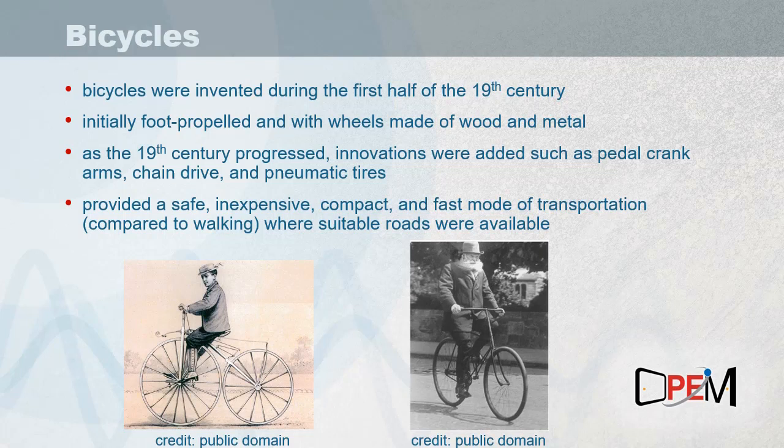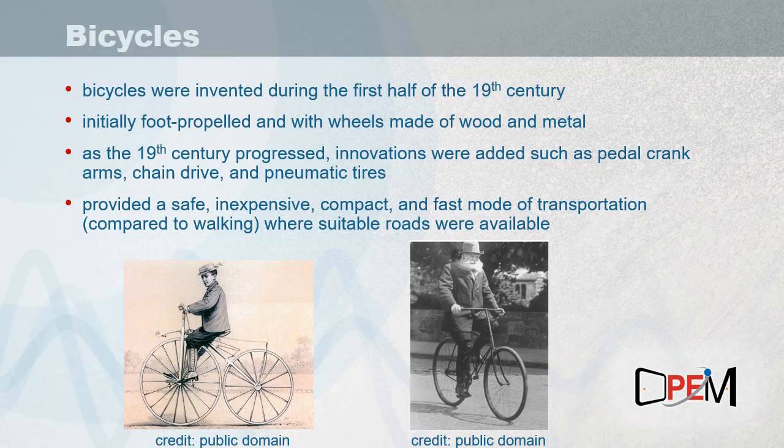But as the 19th century progressed, various innovations were added to develop bicycles to be what they are today. Pedals and cranks were added so that instead of pushing your feet against the ground, you pedaled. Chain drive was added so that the pedaling action, instead of moving the front wheel, was transmitted by chain to the back wheel. And later in the 19th century, pneumatic tires were developed.